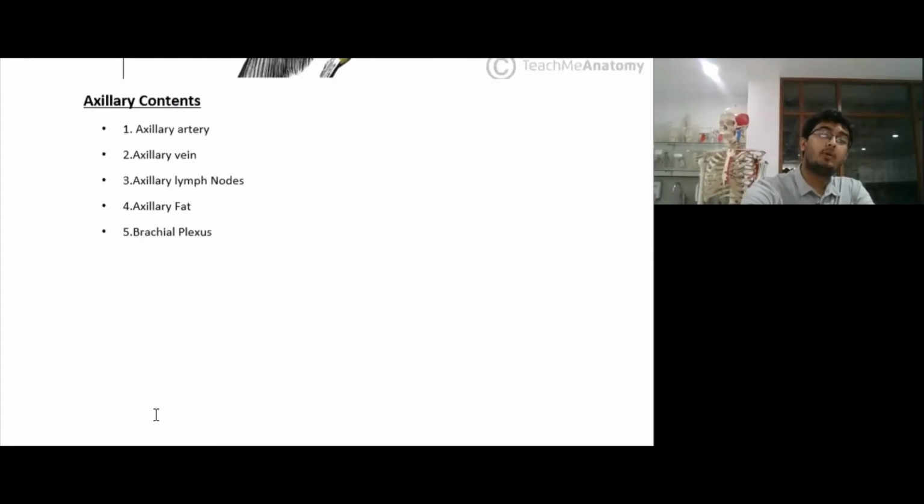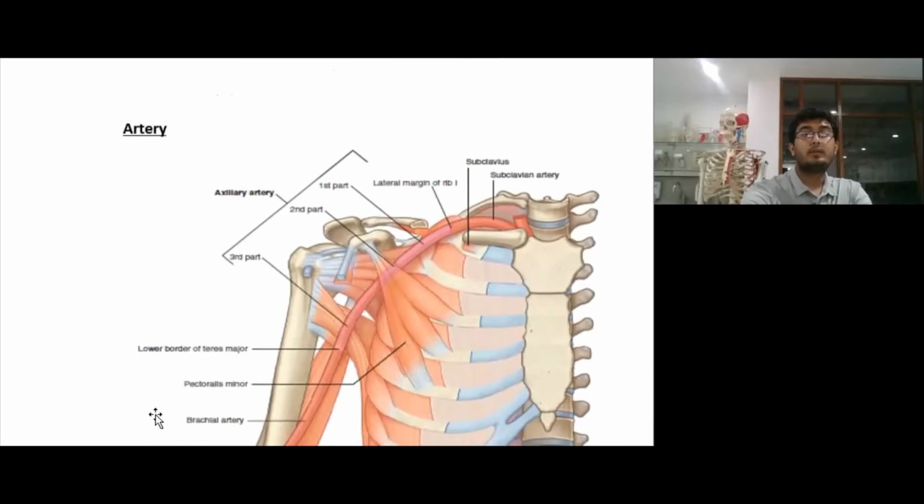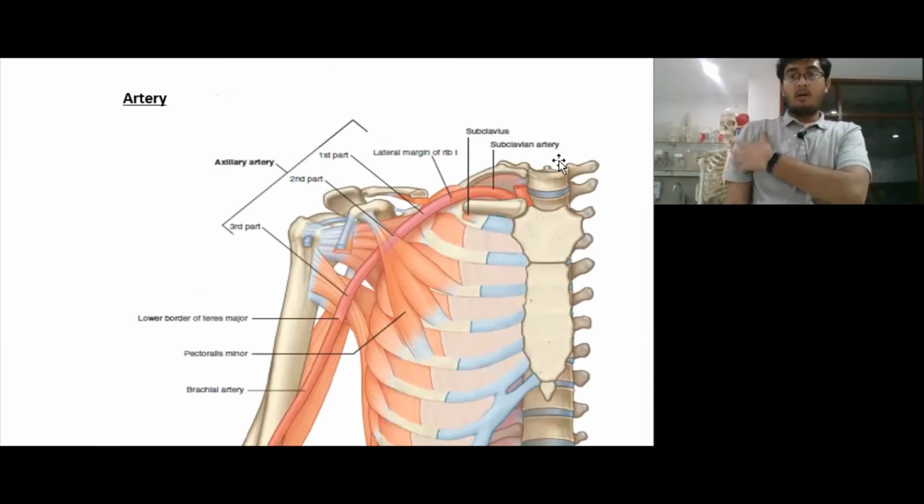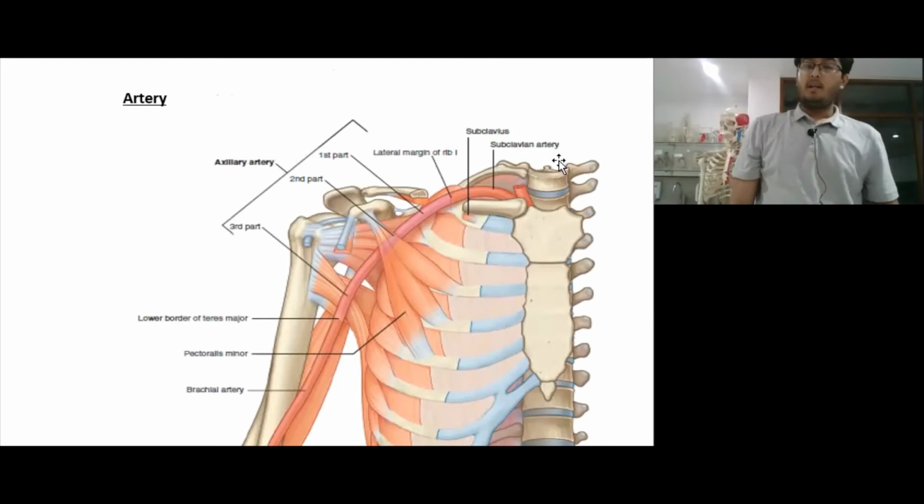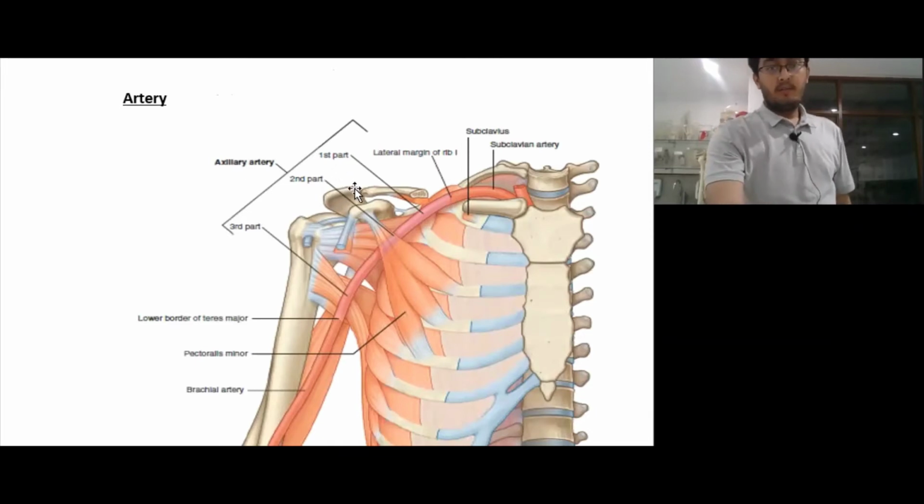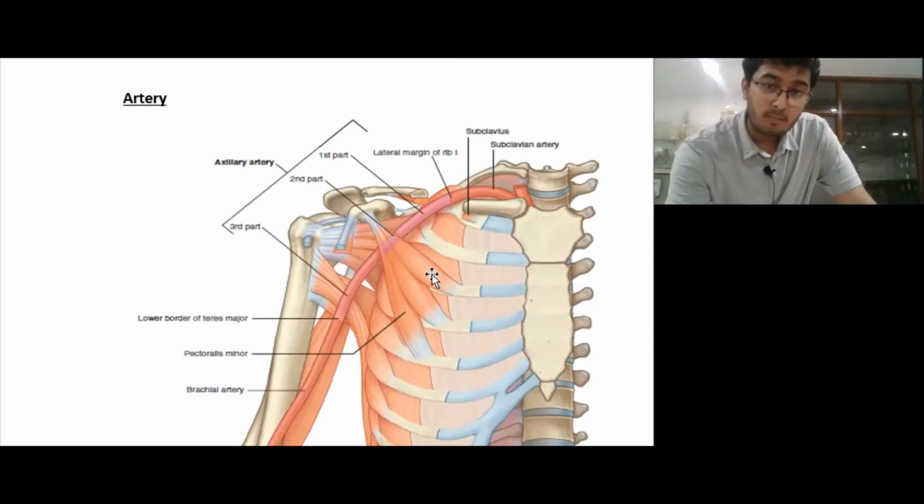Okay, so let's talk about the artery. The axillary artery, which you can see over here, is a continuation of the subclavian. So it's one artery, and according to its location along our axilla, we name it differently. Initially we have the subclavian artery. Once it crosses the first rib, it becomes the axillary artery, and we have three parts for the axillary artery: the first, second, and third. It's named according to its location relative to the pectoralis minor muscle.